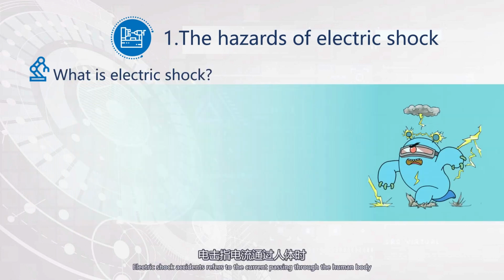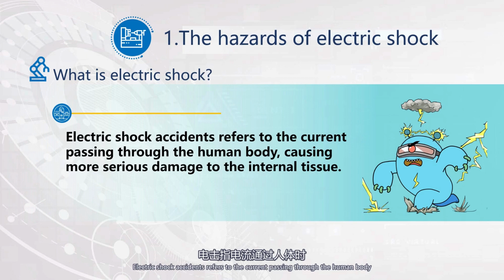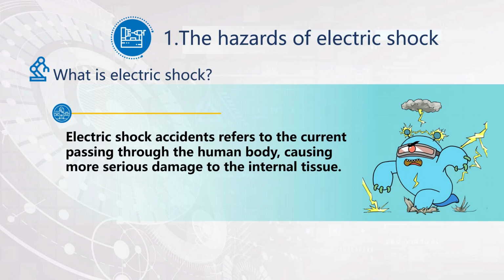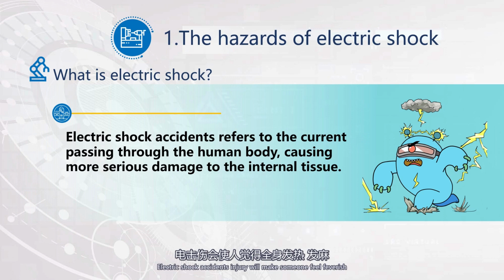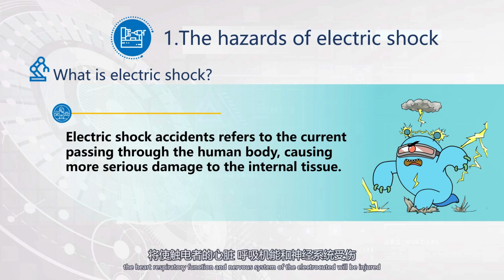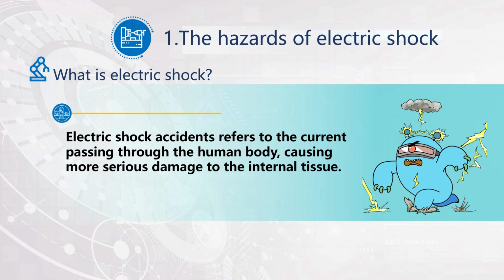Electric shock refers to the current passing through the human body, causing more serious damage to the internal tissue. Electric shock will make someone feel feverish and numb all over, with muscles involuntarily convulsing, and gradually he becomes unconscious. The current continues to pass through the human body, and the heart, respiratory function and nervous system of the electrocuted person will be injured, until breath stops, heart activity pauses and death comes.